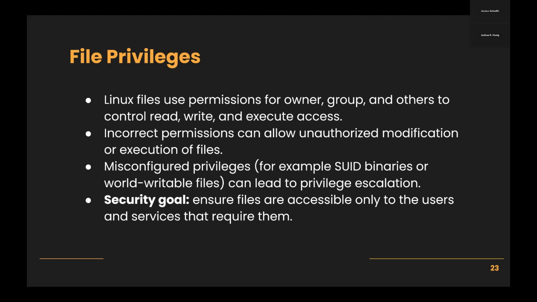So file privileges, like I mentioned, as you saw in the screenshots earlier, a lot of them, you would see the file privileges: read, write, and execute. Read is just viewing the file. Writing means you can make changes, modify the file, and execute means you can run that file. And incorrect permissions allow unauthorized modification or execution of files. And we see here misconfigured privileges like the SUID binary on the find binary, right? That allowed it to get root access.